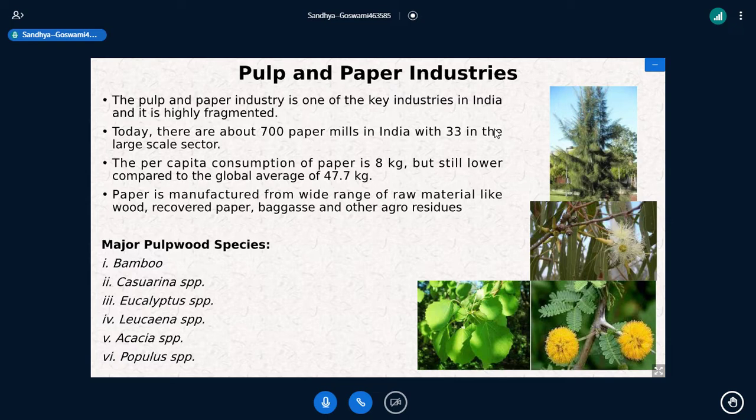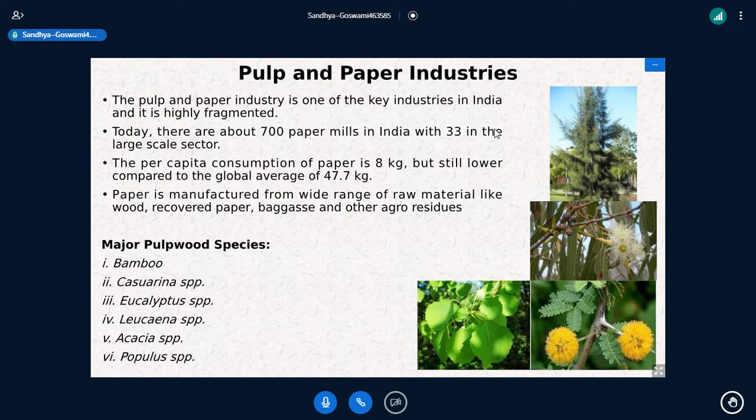But if we compare wood-based paper with paper made from agriculture waste, wood se jo paper bana hota hai, that paper is more strong. So special demand mein agar paper banaya jata hai, that is mostly made out of wood, right? Now if we talk about pulp and paper industries, pulp humne kyun bola hai, because before making paper from the wood, we have to make pulp of wood.